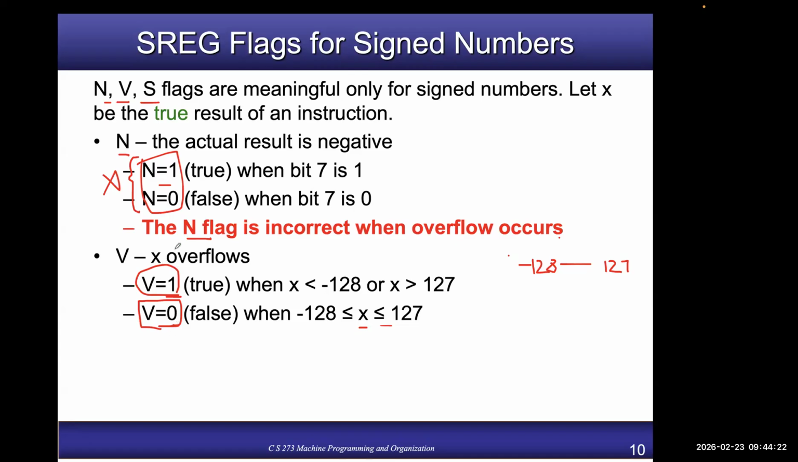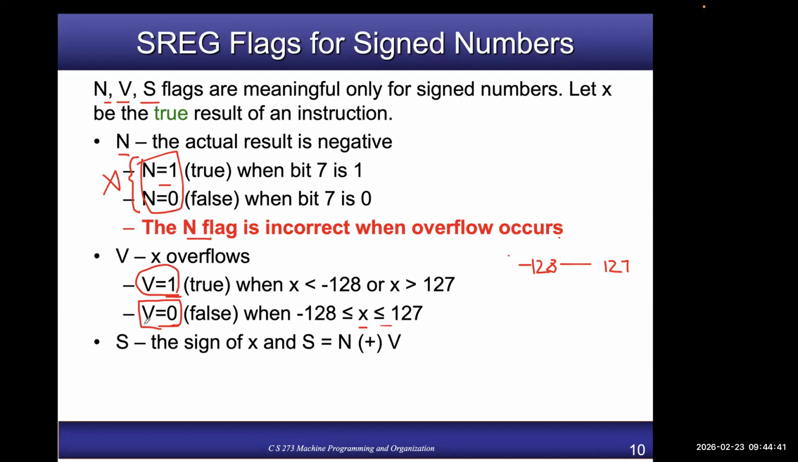Similarly, if V is equal to 0 and N is equal to 0, we are sure that our result is positive. Okay. But if V is equal to 1 and N is equal to 1, we cannot say anything. Maybe our result is positive and false information is shown by N equal to 1, or maybe our result is negative. So we cannot trust it.